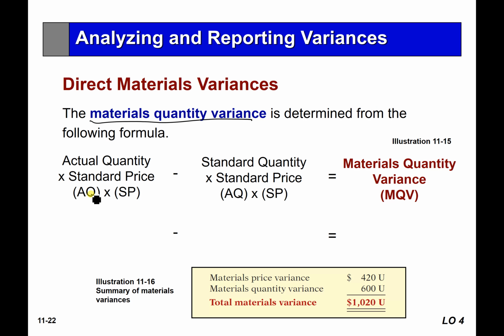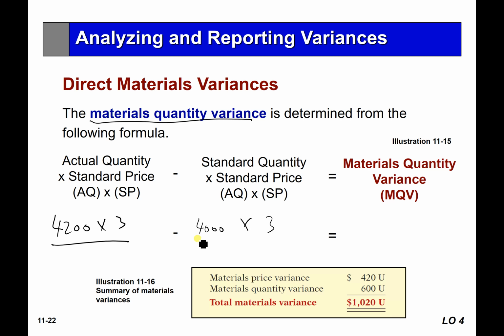The other variance is called the materials quantity variance. Here the formula is actual quantity into standard price minus standard quantity into standard price. Actual quantity is 4,200 into standard price $3. Actually, there's a mistake I made here. Instead of actual quantity, this is standard quantity, which is 4,000. Again, this is unfavorable because your actual quantity is a lot more than 4,000.